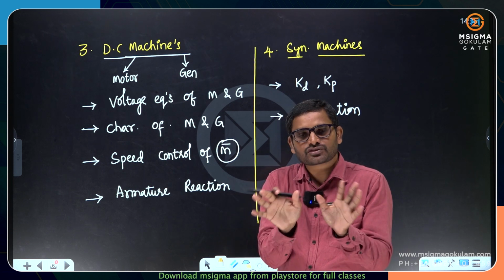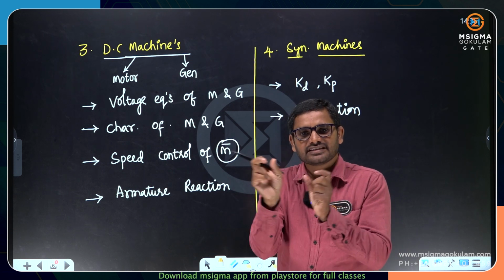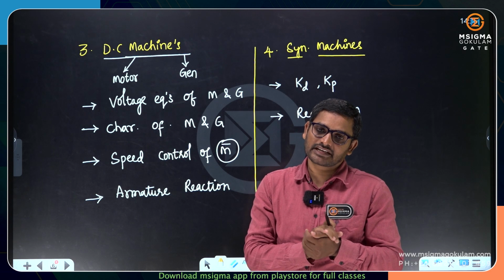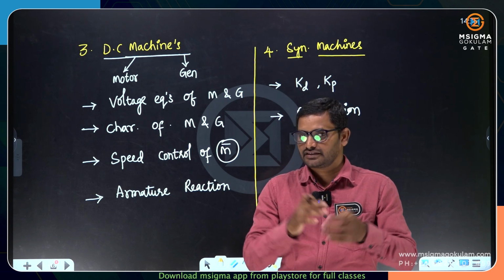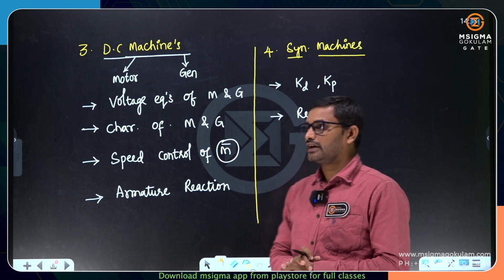We did the regulation topic in the transformer also. So theoretically there is not much big difference. The formulas will differ for the alternator voltage regulation and transformer regulation, but the theory is the same. Okay, right.